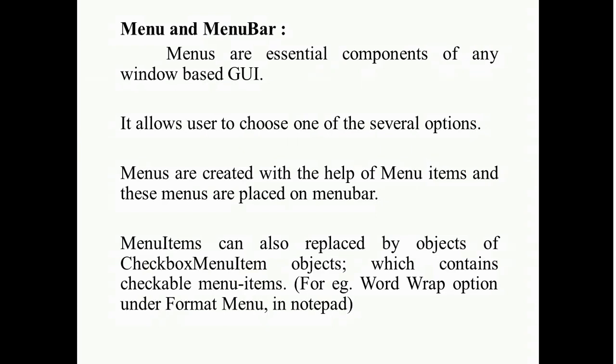Means simply menu bar object contains different menus and menu object contains list of menu items. And menu item is something that is selected by the user to perform a certain task. And menu item can also be replaced by the object of checkbox menu item. The frame window has a menu bar.